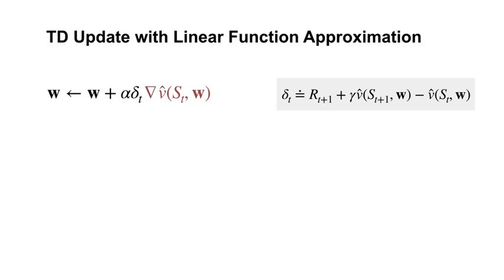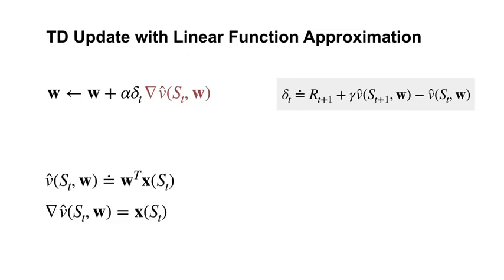It adjusts the weights in the direction of the TD error times the gradient of the approximate value function with respect to the weights. In the linear case, the gradient of the approximate value for a state is just the feature vector for that state. So the update for semi-gradient TD would look like this. The weight is updated in the direction of the feature vector times the TD error.